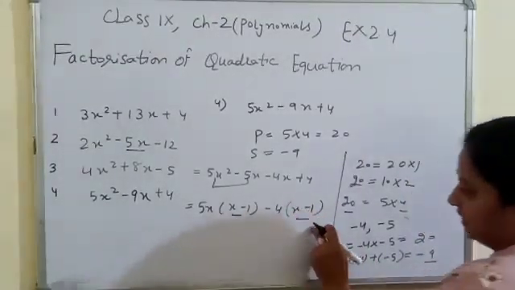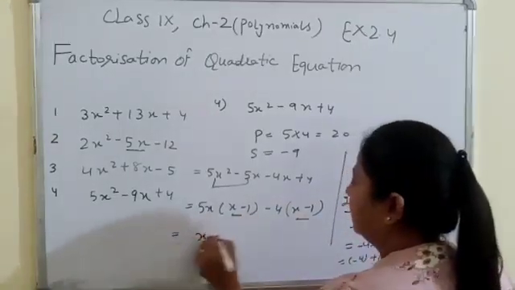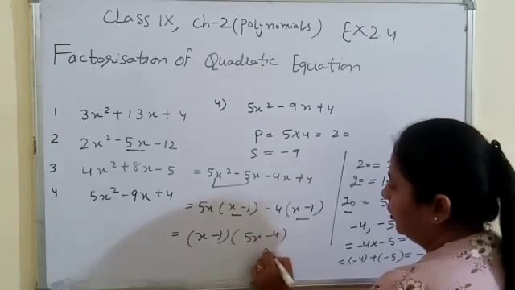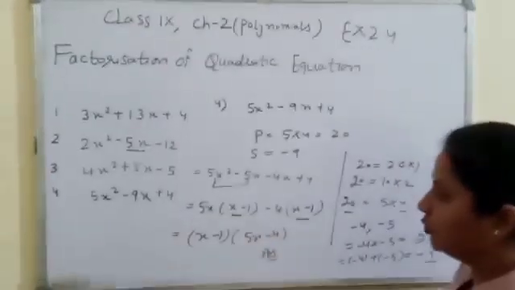Minus, minus, you have to check this step. X minus 1 is common, take it out. What we have left, 5x minus 4. Now these are the factors for the question 4.